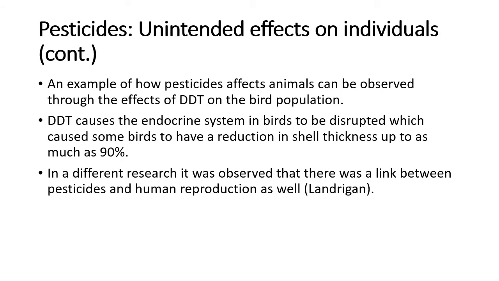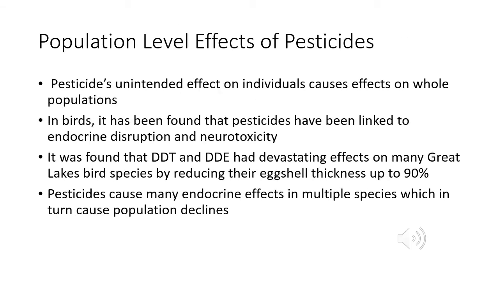An example of how pesticides affect animals can be observed through the effects of DDT on the bird population. DDT causes the endocrine system in birds to be disrupted, which causes some birds to have a reduction in shell thickness up to as much as 90%, which in turn increases the rate of shell cracking, which decreases the success rate of bird reproduction. In a different research, it was also observed that there was a link between pesticides and human reproduction as well. Not only do pesticides impact individuals, they impact populations as a whole.